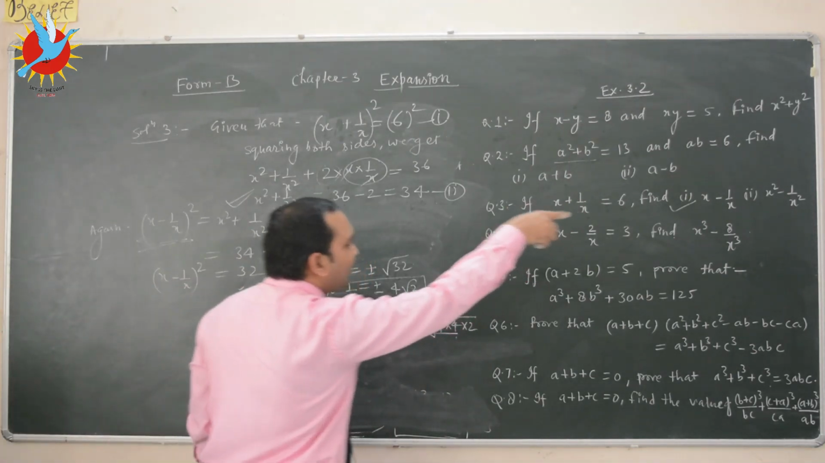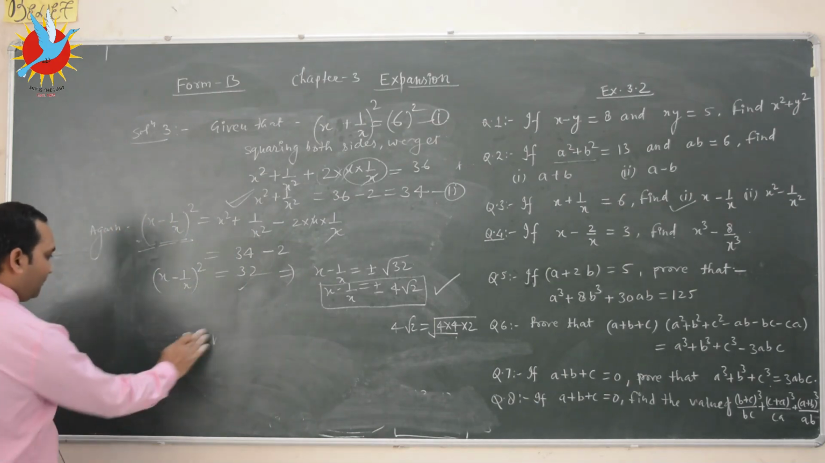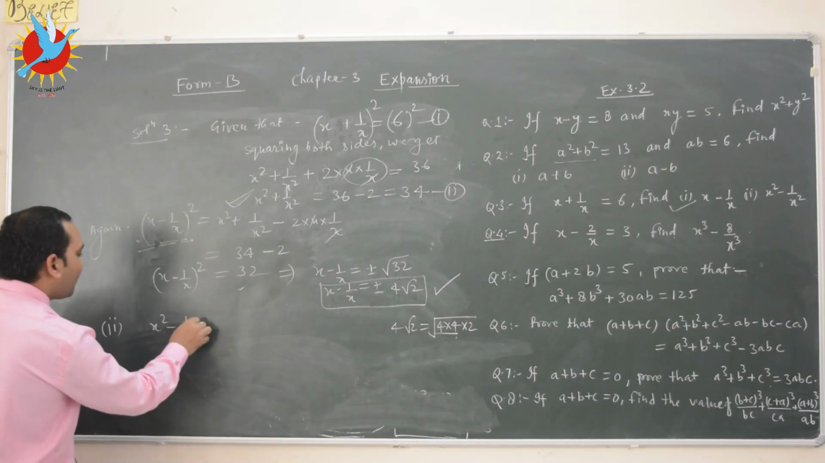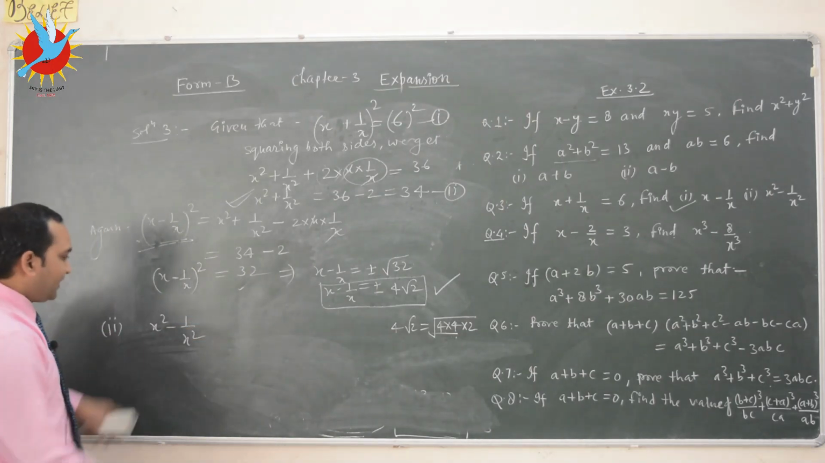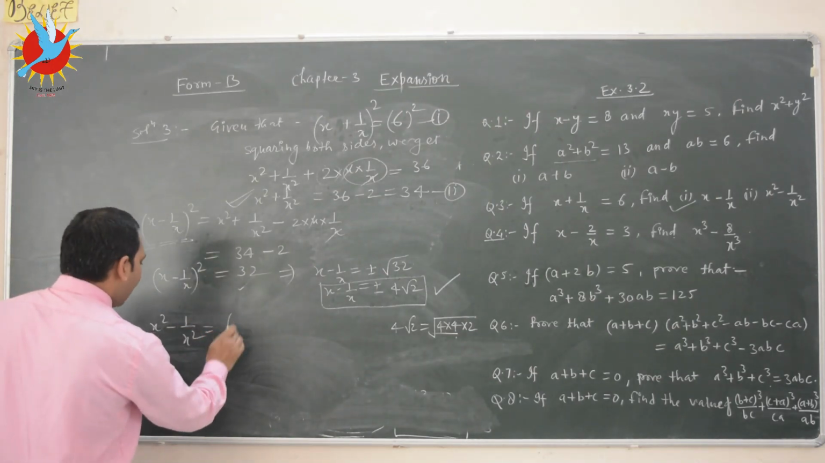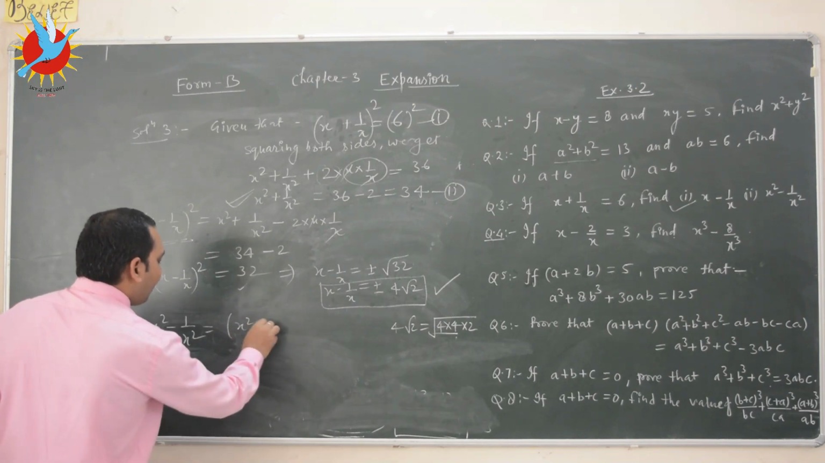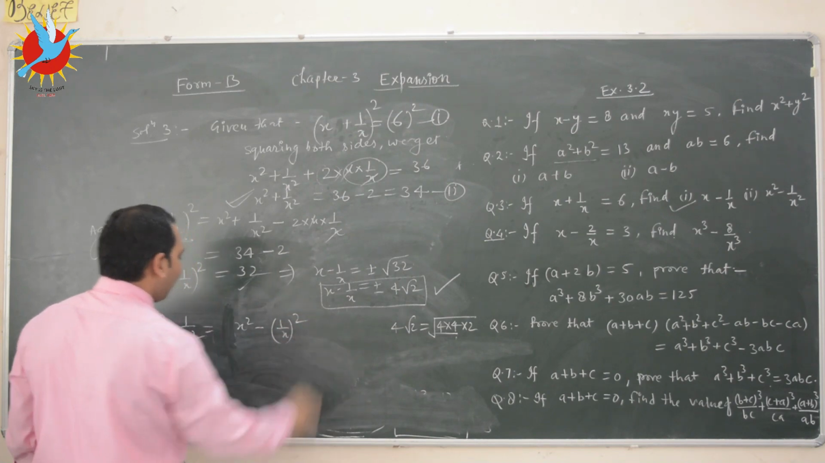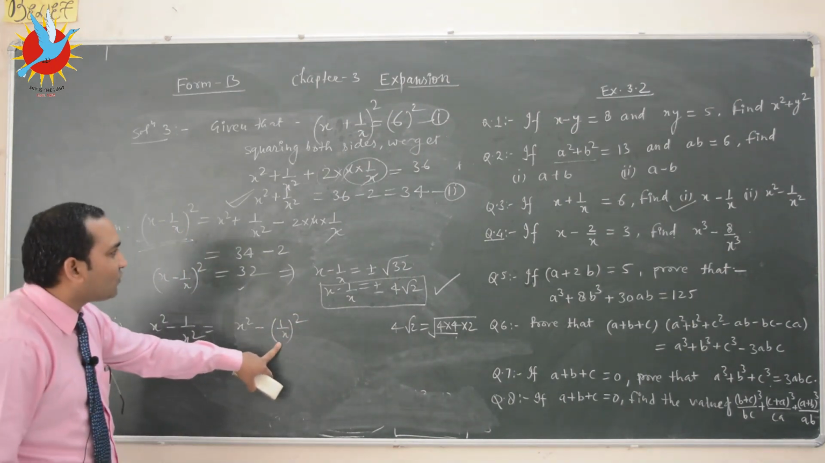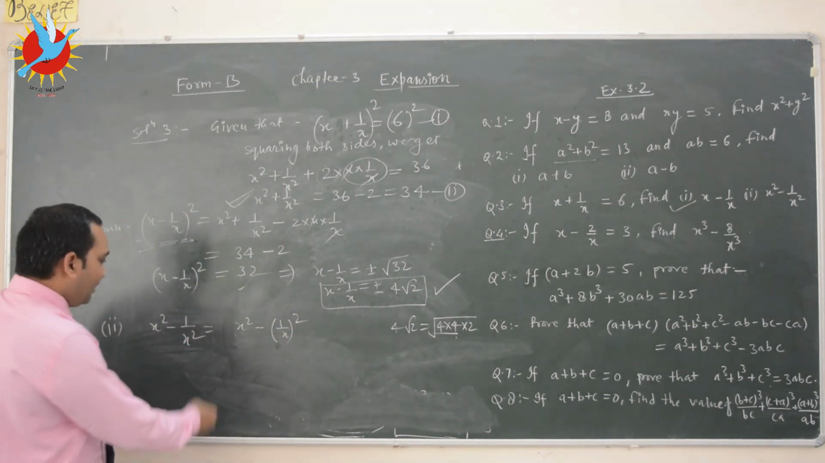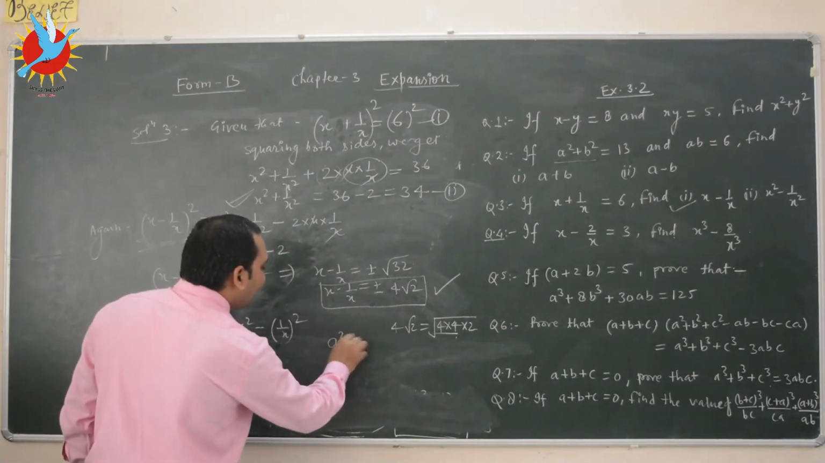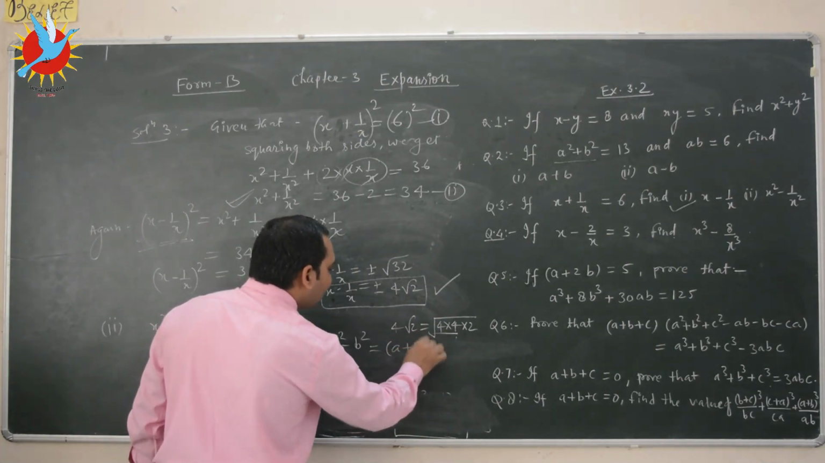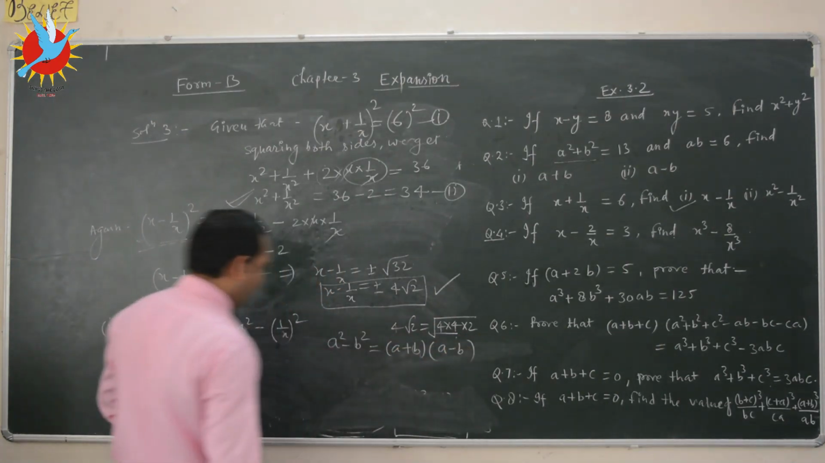Second, x square minus 1 upon x square. Now second we have to find x square minus 1 upon x square. So this is on the base of the formula x square minus 1 upon x whole square, which is a square minus b square, and we know very well that the formula of a square minus b square is a plus b and a minus b.